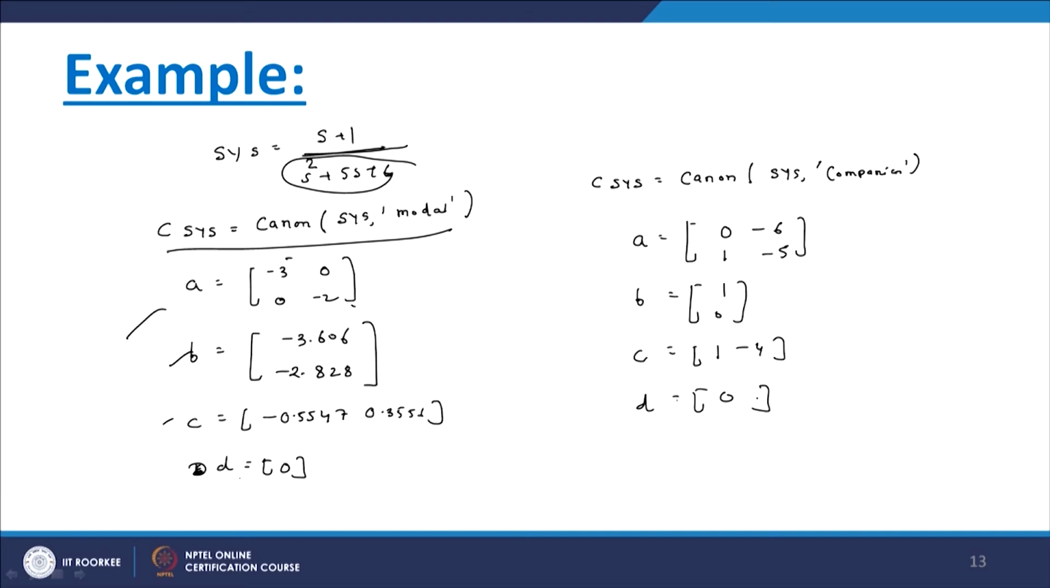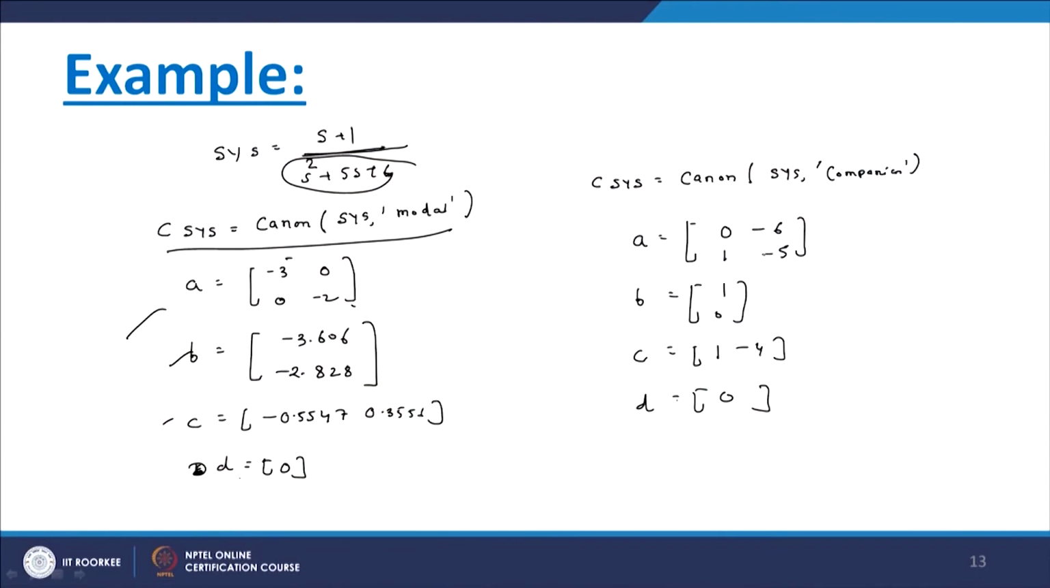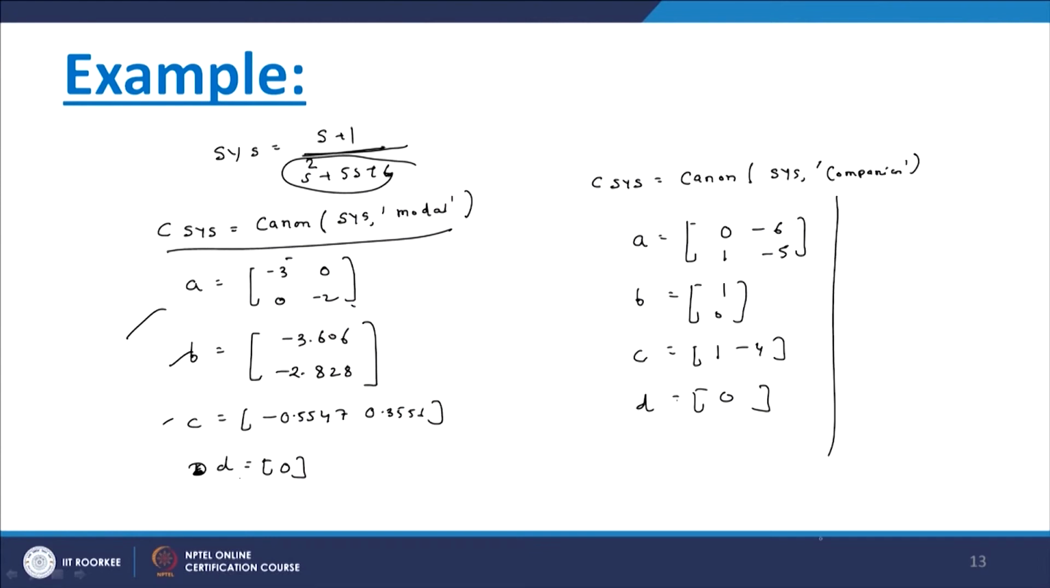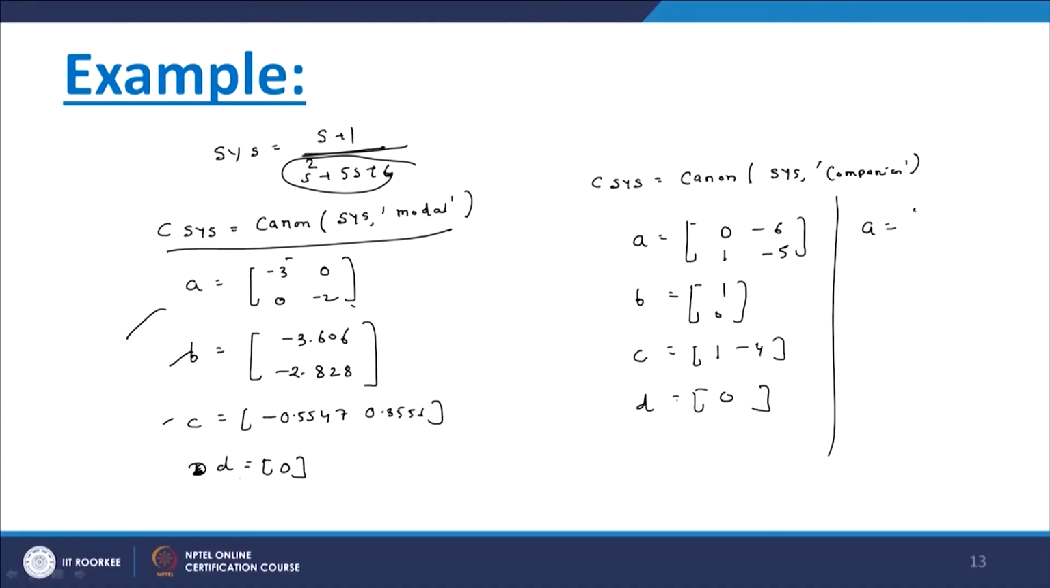So, if you use this command, you get A, B, C, D matrices, and A has the form 0 -6, 1 -5, but I think we will find that this is somewhat different from what we have determined as the companion form. That is, if you go through the actual model and manually determine the companion form, or as we call it, controllable canonical form, you will get A matrix as 0 1, -6 -5, B matrix as 0 1, C matrix as 1 1 and D matrix equal to 0. So, here we will find that if you take the transpose of this, you will get this part.